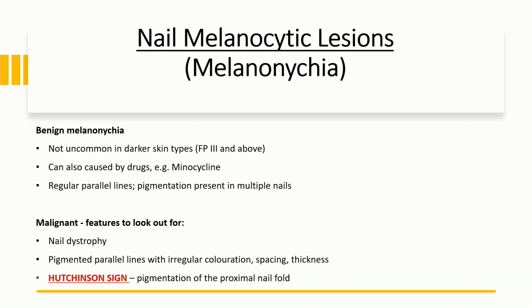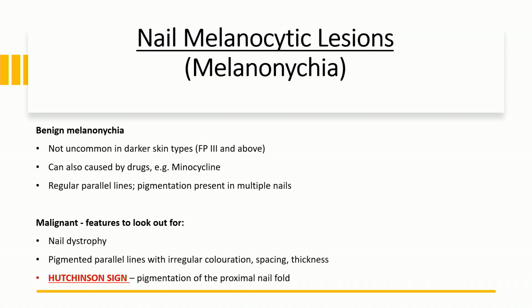So if you see that, not all pigmentation on the skin is melanoma. It can also be caused by drugs like minocycline. So what do you look out for in the case of melanoma? Melanoma, because it's a disease process, can cause nail dystrophy or destruction of the nail. And you look for pigmented parallel lines with irregular, so as I mentioned, the key is always irregular, chaotic looking, irregular coloration, spacing, and thickness.